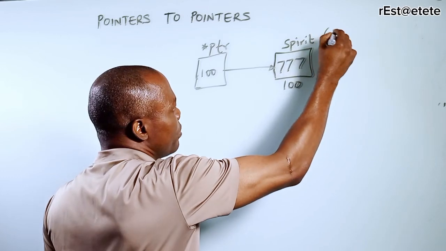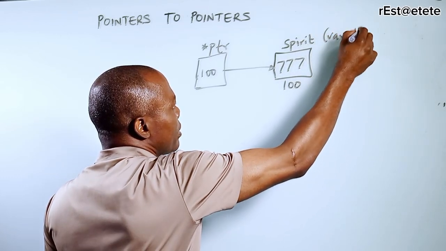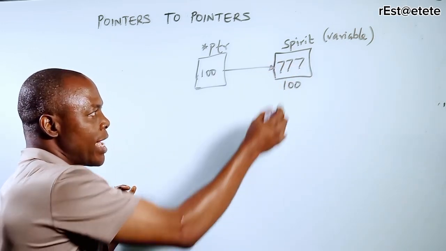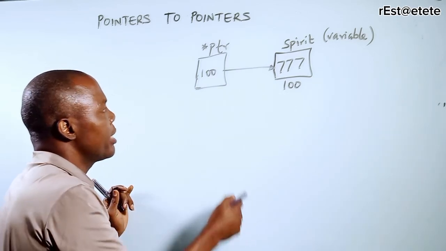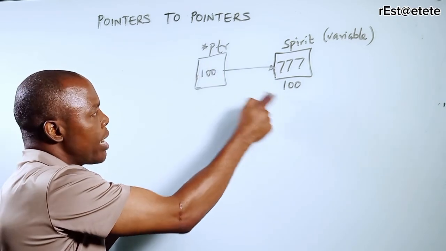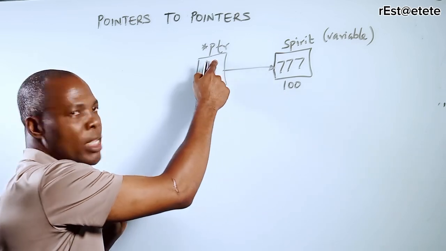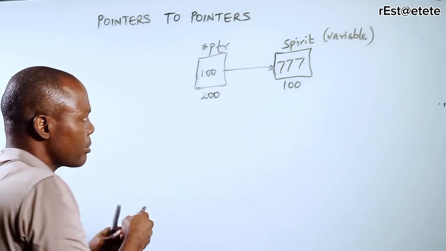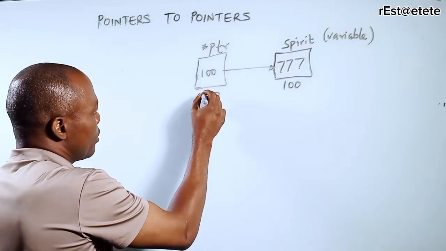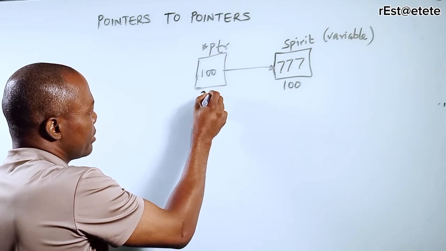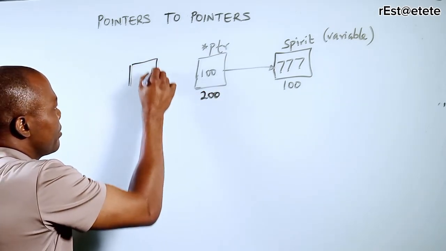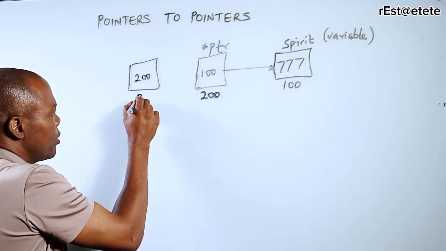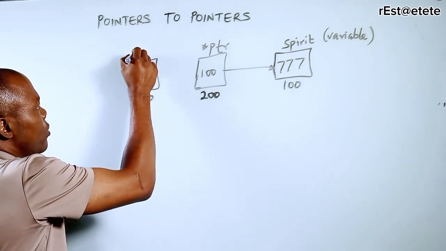This is just a normal variable. Spirit is just a normal variable that is housing this 777, and the address in the memory is 100. Then you have another variable that is housing this 100, so that makes it a pointer. Now this pointer also has an address, so let's call this address 200. Now I'm going to have a pointer to pointer. Now we have another one here. This one is housing this 200, and the address is 300. So this one, we'll call it man.